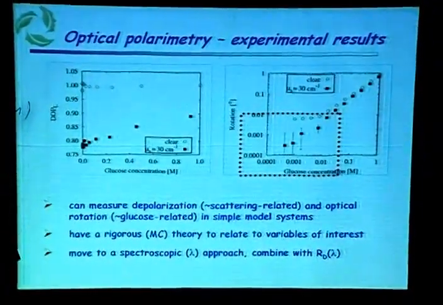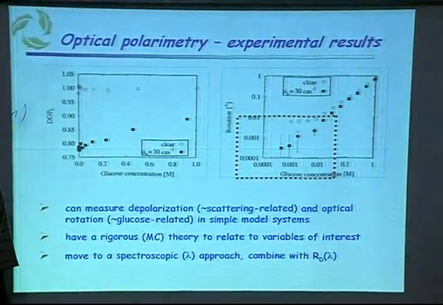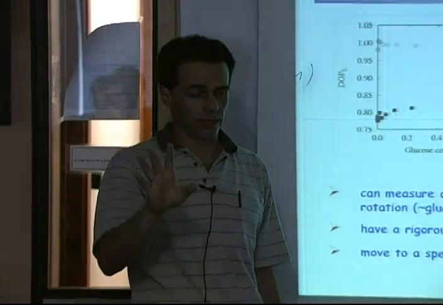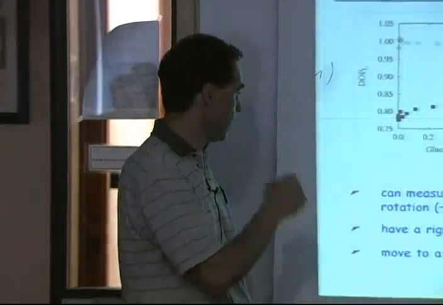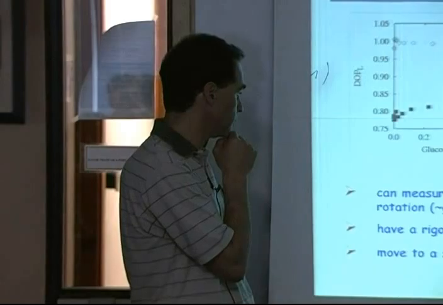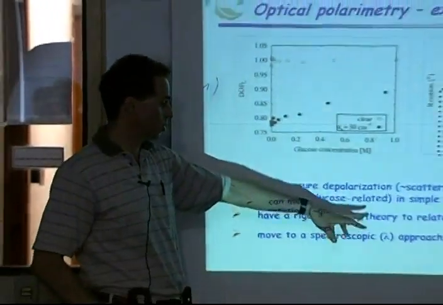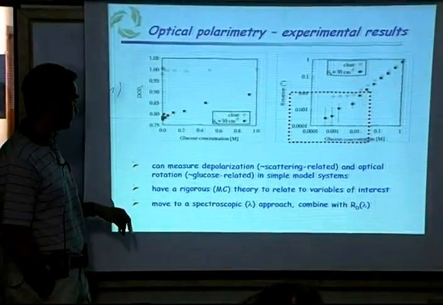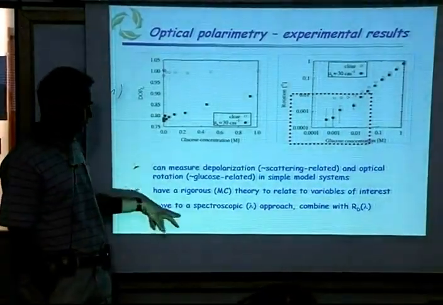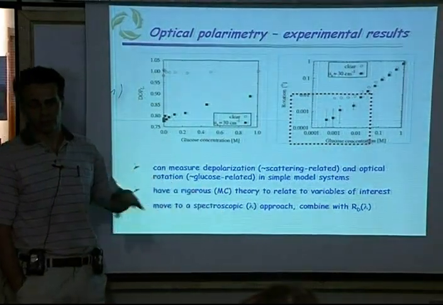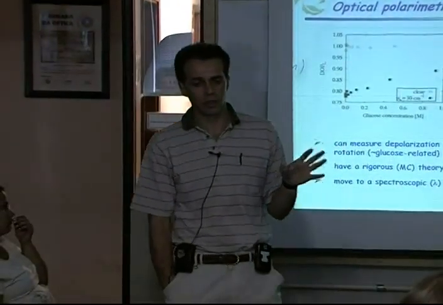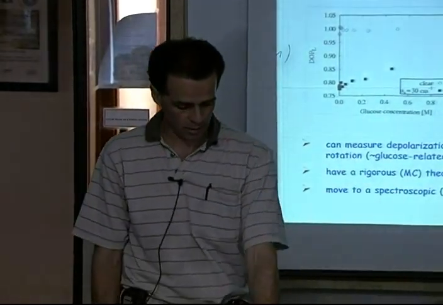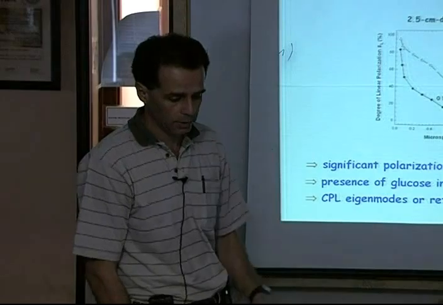And again, to go back to a point I mentioned before, this is a very simple system. This is scattering, which we can control, and various amounts of sugar or glucose. By the time we get to real tissue, it's going to be much more complex. So we can measure depolarization. We have this Monte Carlo theory to relate this to actual quantifiable sample properties. And our plan, which we haven't done, is to do this at several wavelengths, because there's no hope of being able to use a single color of light in real tissue, given the complexity and the compositional problems in tissue.